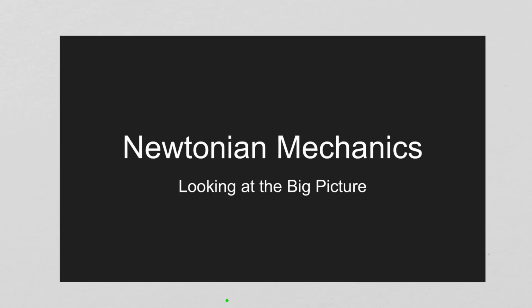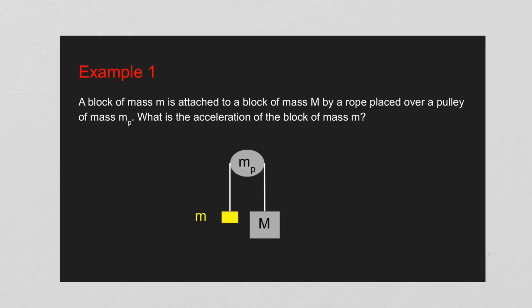We're going to continue our Newtonian mechanics discussion, and now we're going to look at the big picture, and by big picture, I of course mean systems. We're going to start with the pulley. We've looked at pulleys. This pulley has mass now. We're kicking it up a notch.